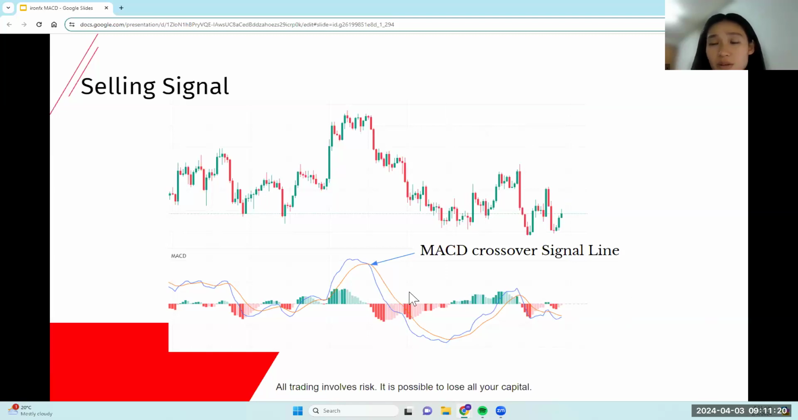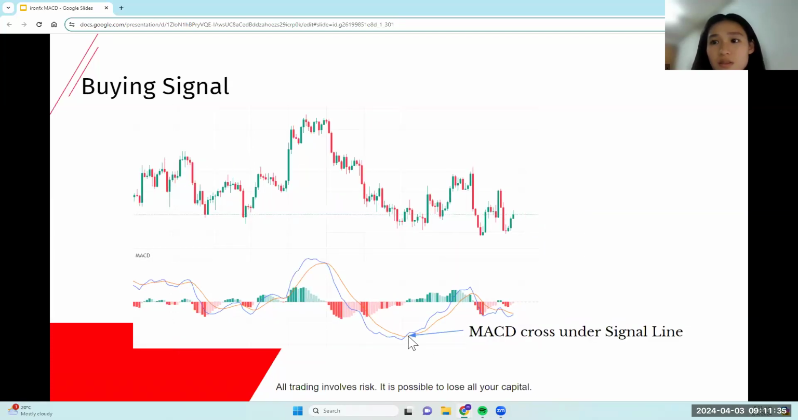You can see here as well from the histogram. Typically, when this happens, your histogram will turn red and it'll form below our zero line. So when the MACD line crosses over the signal line, like this, it is a bullish signal, and you can see the histogram also turns green. So this is a very easy way to use the MACD.